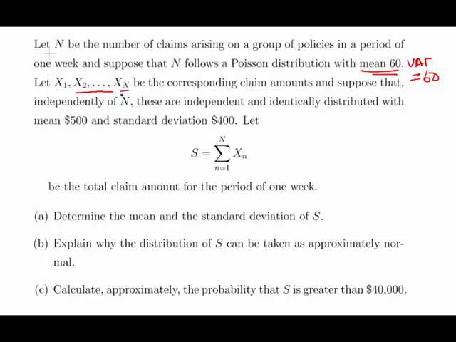Let X1, X2, X3 all the way up to XN be the corresponding amount of claims. So it can vary from week to week. Sometimes we might have 60, sometimes 55, sometimes 65 and so on. Suppose that independently of N, these are independently and identically distributed, with mean 500 and standard deviation 400. Let S be the summation of all these.